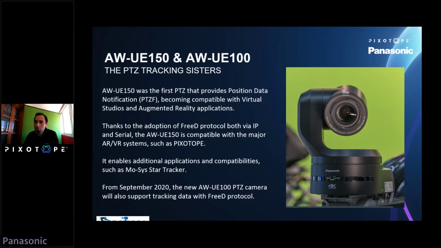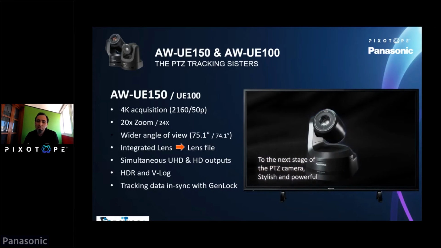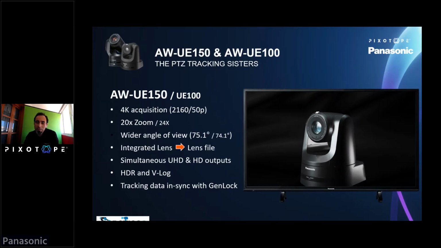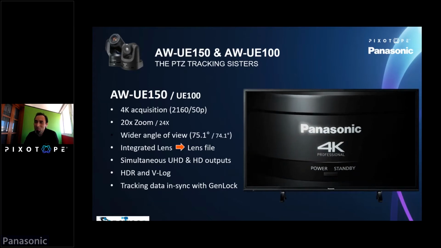But not only that, also the camera can be used with tracking systems like StarTracker from MoSys, as we will see also today. And recently we announced a second camera that will be having this same functionality. It's the UE100, which will be available in September. And yeah, this camera will also support this tracking data function. So let me just very briefly tell you a bit more about these two cameras.